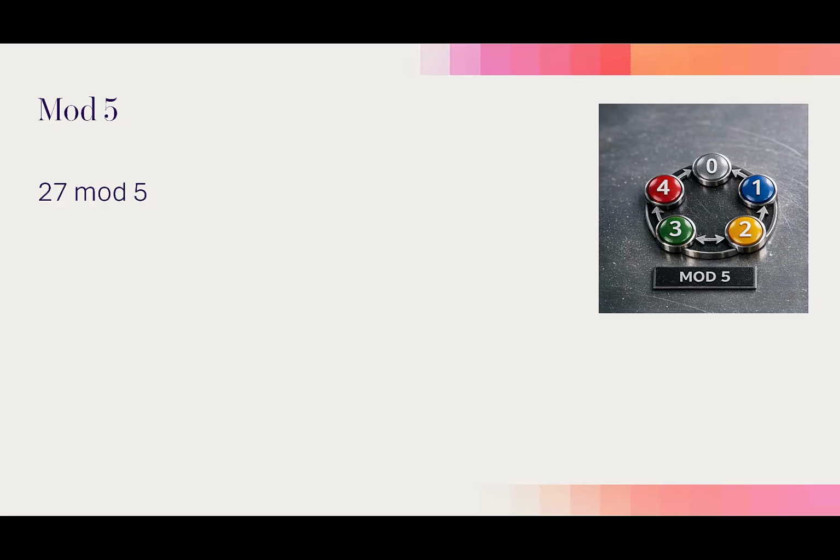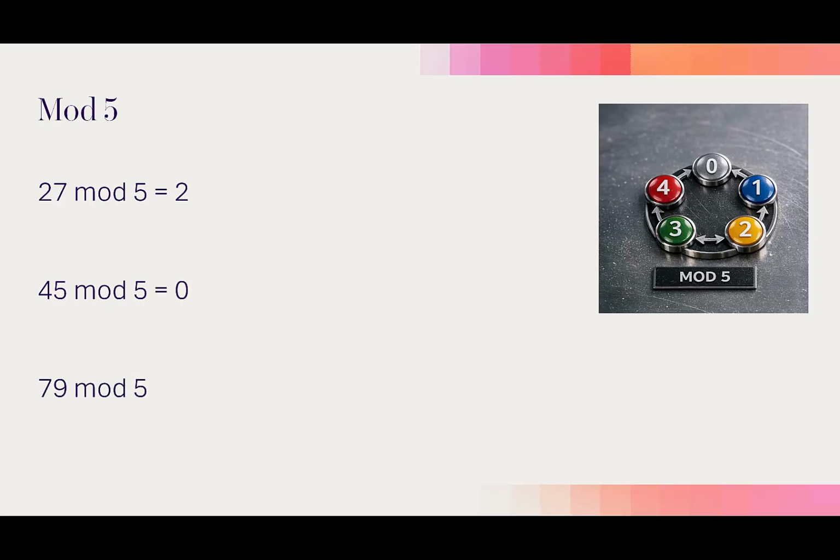We think about 5 goes into 27 5 times, with a remainder of 2. So our answer of 27 mod 5 would be 2. What if I had 45 mod 5? Well, 5 goes into 45 9 times, and I have a 0 remainder.